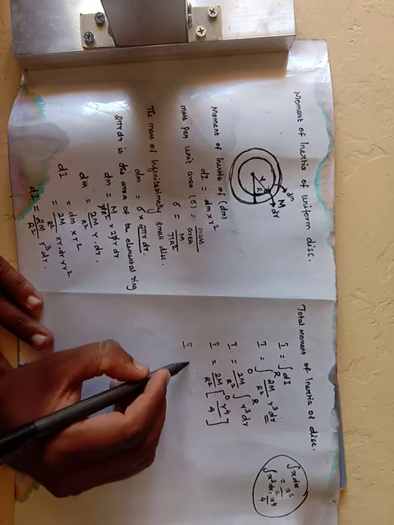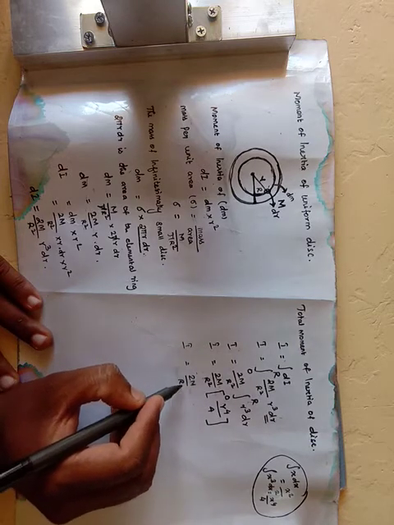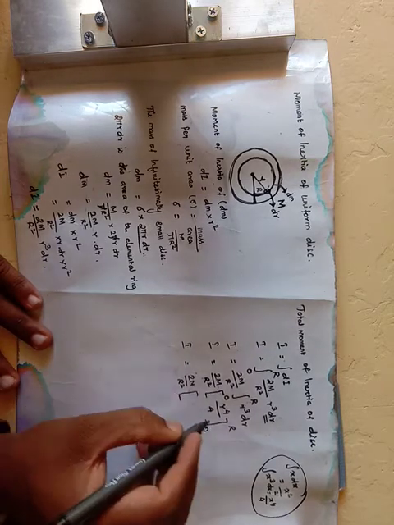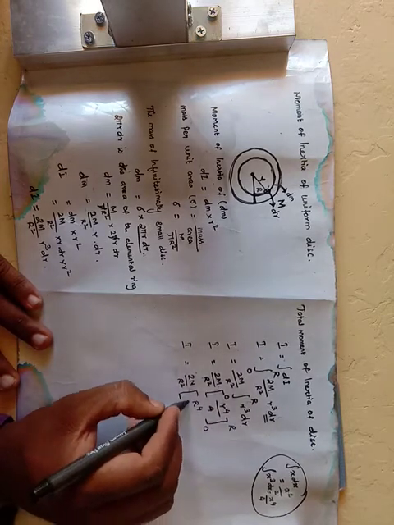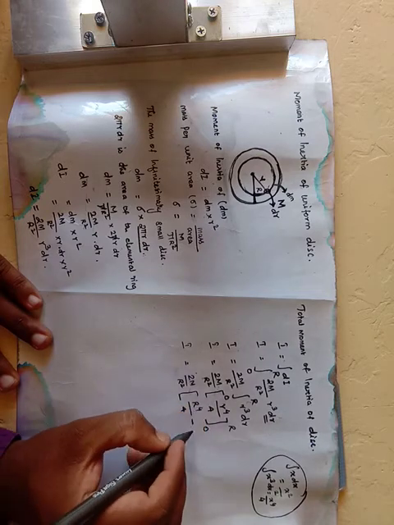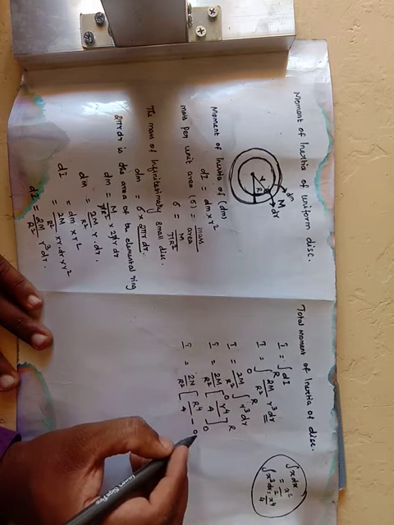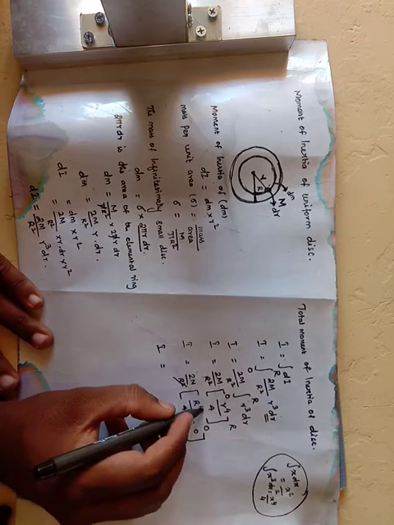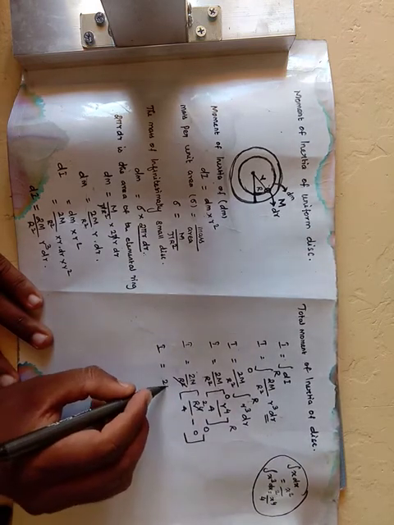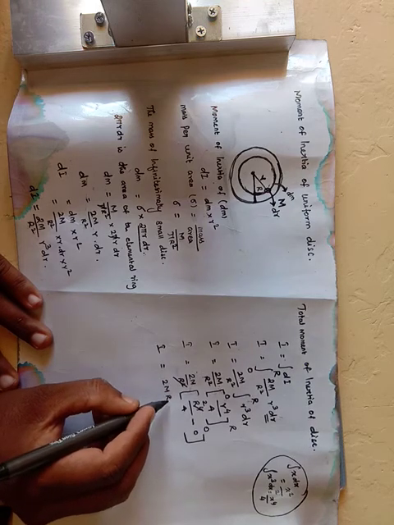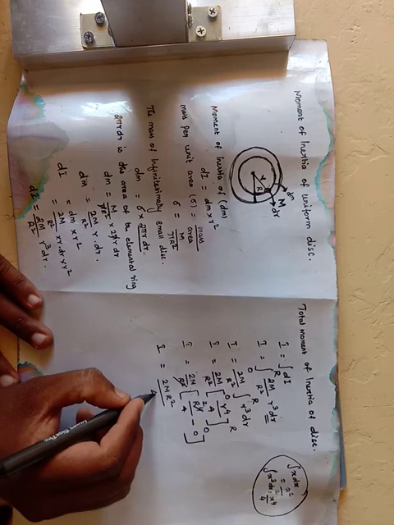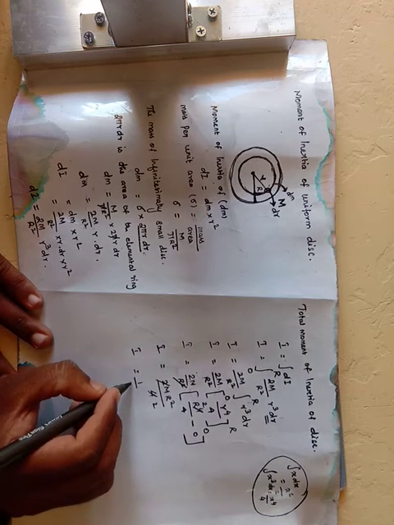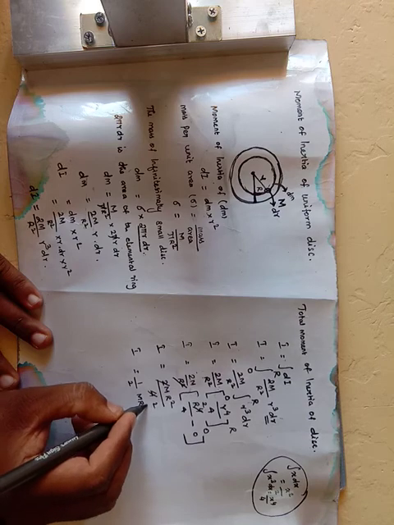So I is equal to 2M divided by R square, with lower limit 0 and upper limit R. First we substitute the upper limit, R power 4 divided by 4, minus the lower limit, 0 divided by anything, which is 0. So I is equal to 2M R power 4 divided by R square into 4, that is 2M R square divided by 4. In the next step it becomes I is equal to 1 divided by 2 M R square.